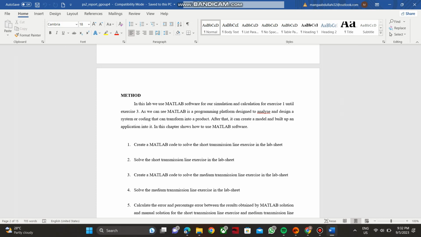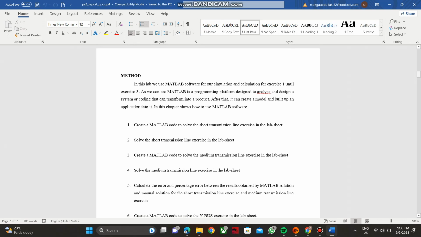Create a MATLAB code to solve the short transmission line exercise in the lab sheet. Create a MATLAB code to solve the medium transmission line exercise in the lab sheet. Calculate the error and percentage error between the result obtained by the MATLAB solution and the manual solution for the short transmission line exercise and the medium transmission line exercise. Create a MATLAB code to solve the Y-box exercise in the lab sheet.